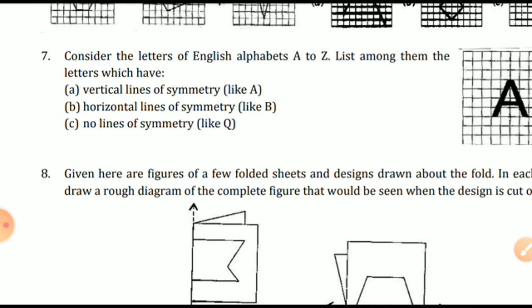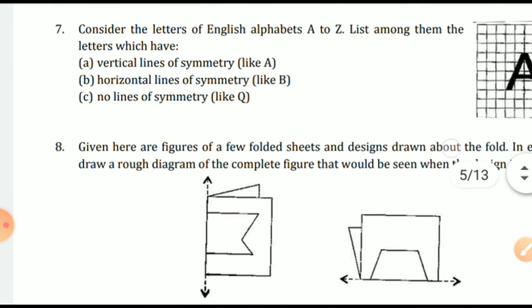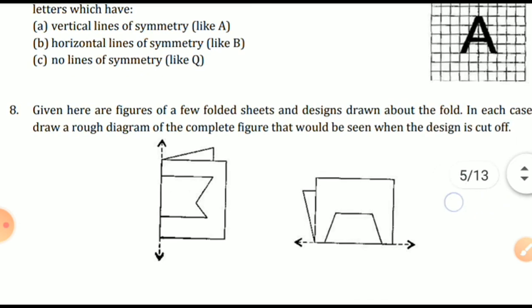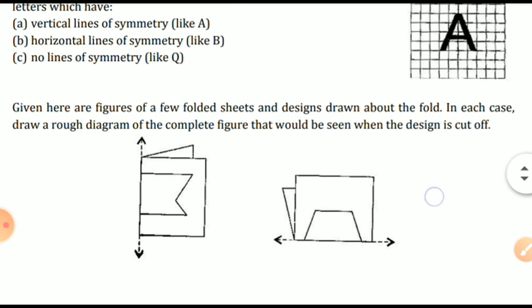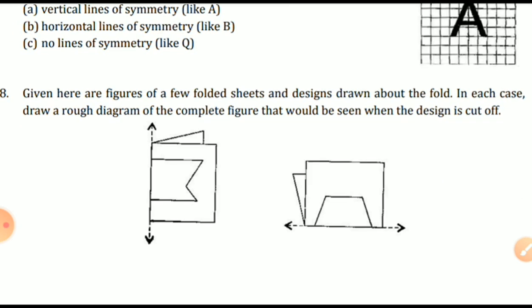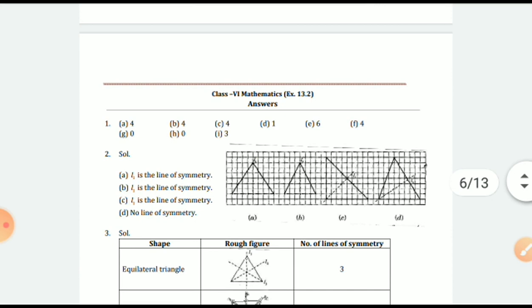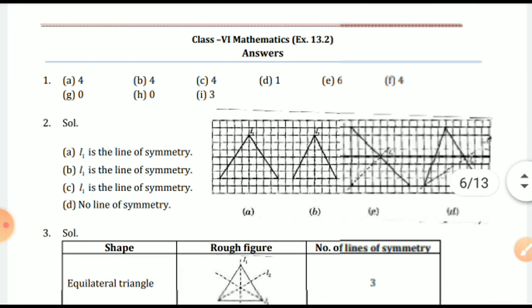Consider the letters of the alphabet A to Z. List among them the letters which have a vertical line of symmetry like A, a horizontal line of symmetry like B, and no line of symmetry like Q. All letters we have to give. Now, question number 8. Given here are figures of a few folded sheets and designs drawn on the fold. In each case, draw a rough diagram of the complete figure that would be seen when the design is cut off. Yes, my dear students, you can see here the answer of exercise 13.2, first one.